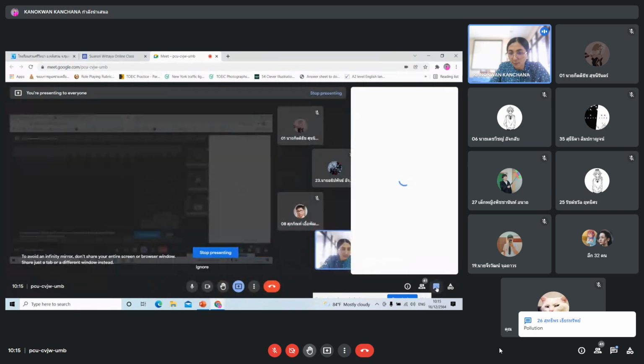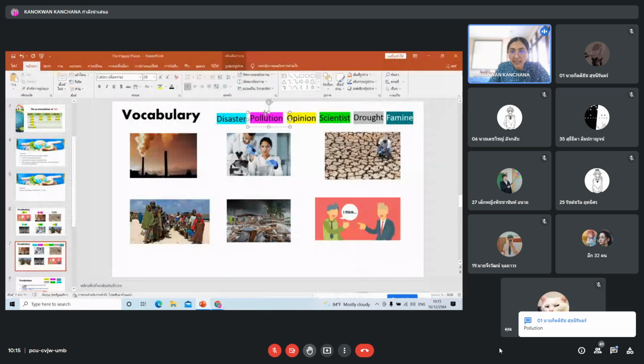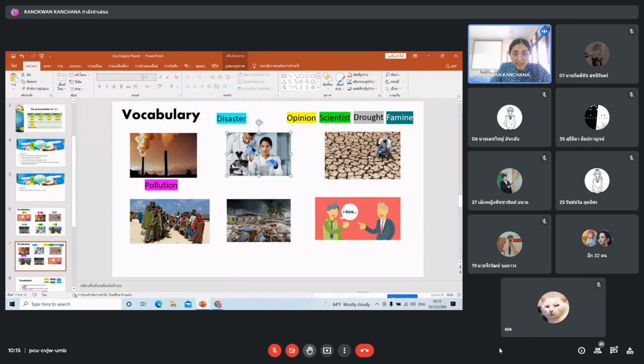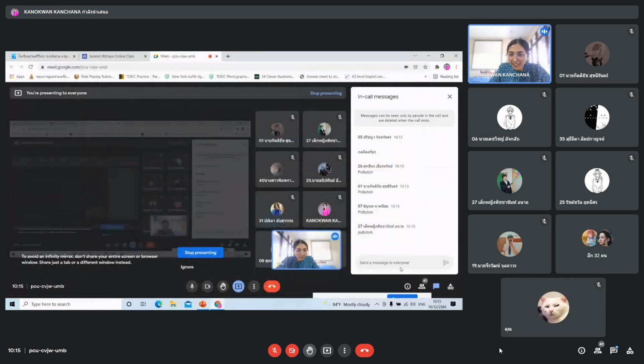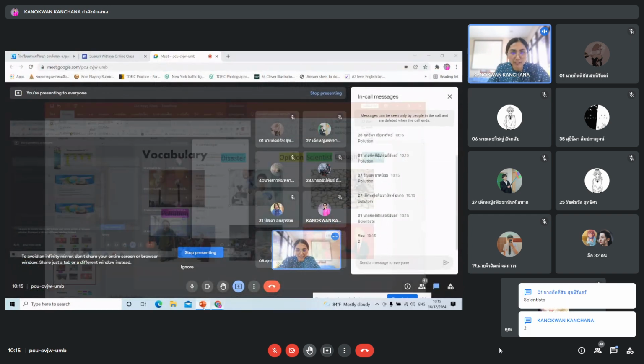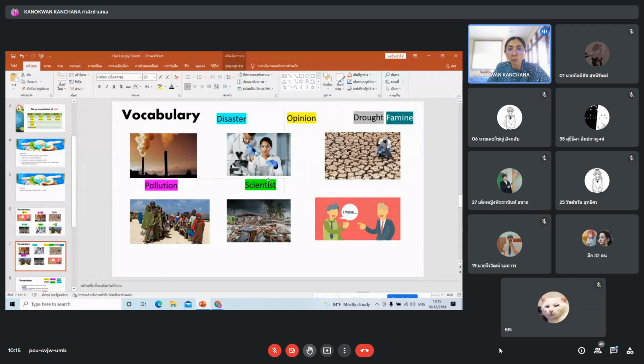So Sutipan got the right answer. Sutipan mentioned that it's pollution, and that's great, everyone. All the students mentioned pollution. You're great. Next to this one, please. Number two, scientist. Thank you very much. And Pitipat, you did a very good job because you added one more S here. Yes, of course, because more than one scientist.